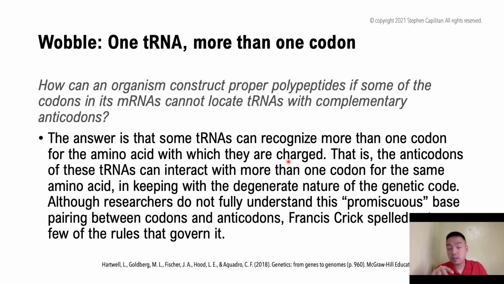There are a lot of codons that specify only one amino acid. That is, the anticodons of these tRNAs can interact with more than one codon for the same amino acid, in keeping with the degenerate nature of your genetic code. Although researchers don't fully understand this promiscuous base pairing between codons and anticodons, Francis Crick spelled out a few rules that govern it. And this is what we call the Wobble. One tRNA reading more than one codon.